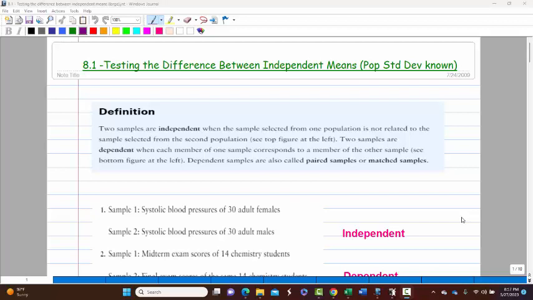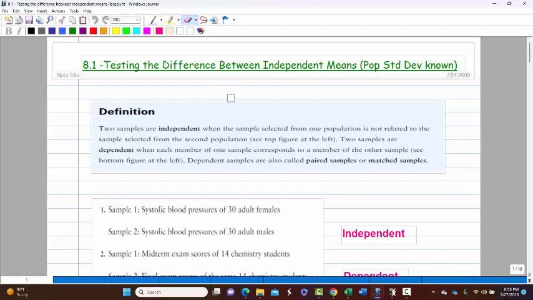Hello, this video is section 8.1 in the Larson book, testing the difference between independent means, population standard deviation known. Instead of testing the mean of a population against a numerical value, like mu equals 50 or mu greater than 100, we're going to compare two groups against each other, a mu1 and a mu2. So let's talk about this first definition here, independent.